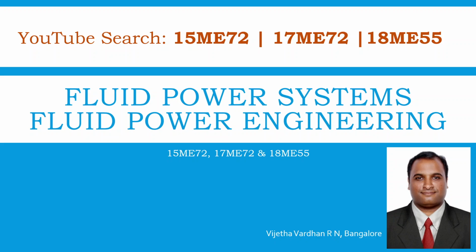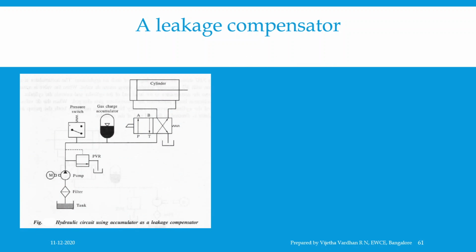Now let's start session number 36, which is a continuation of the accumulators part. Now let us discuss the accumulator as a leakage compensator. In this application, the accumulator is used to compensate the system for internal or external leakage. The figure shows the circuit diagram of such an application.